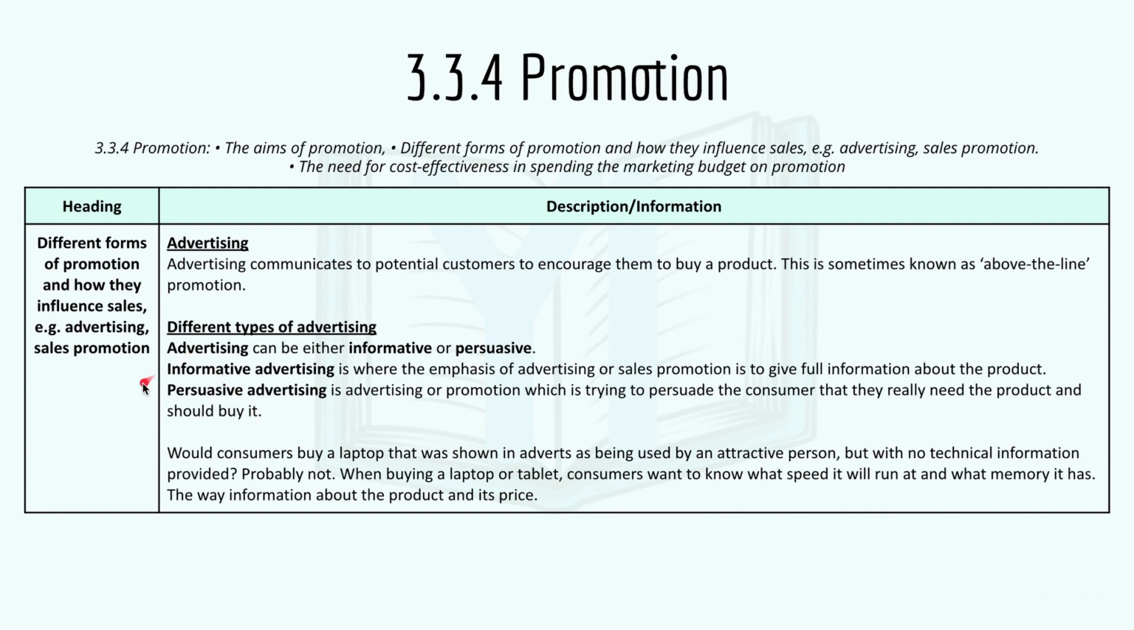Then we have different forms of promotion and how they influence sales, like advertising and sales promotion. Advertising communicates to potential customers to encourage them to buy a product, and this is sometimes known as above-the-line promotion. And different types of advertising. Advertising can either be informative or persuasive. Informative advertising is where the emphasis of advertising or sales promotion is to give full information about the product. And persuasive advertising is advertising and promotion which is trying to persuade the consumer that they really need the product and they should buy it, to create brand loyalty and brand image.